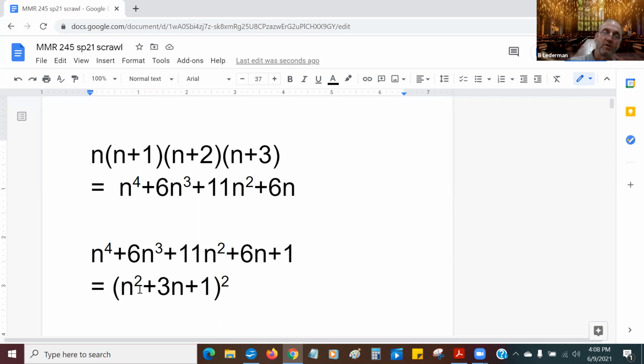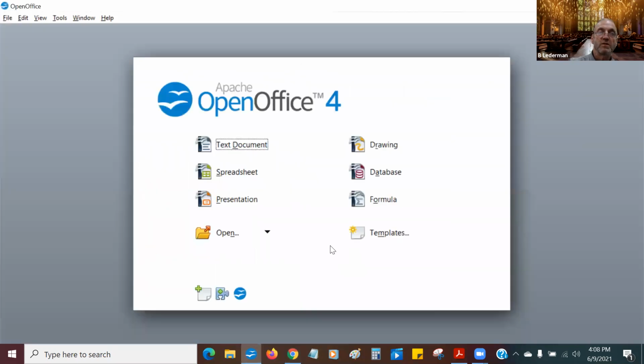And if you don't believe me, FOIL this whole thing out, multiply this whole thing out whichever way you want to multiply it, and you will get n squared plus 3n plus 1 squared. You'll get n to the 4th plus 6n cubed plus 11n squared plus 6n plus 1. Let's check this out on the old spreadsheet. Let's see what we get here. Let's do 4 consecutive integers.